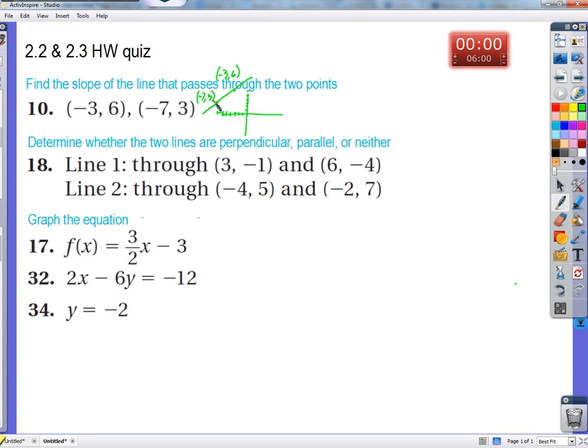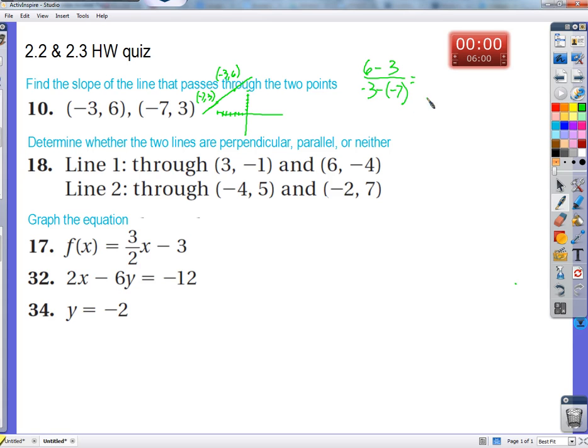Take the second one minus the first one. Okay, so which one's the second one? It doesn't really matter. That's a good point to make. So which one did you call the second one? The 3. This one? Yeah, this is the second one. Okay, so second y minus the first y over the second x minus the first x. That's the important part. If that's the second y, then this needs to be the second x.